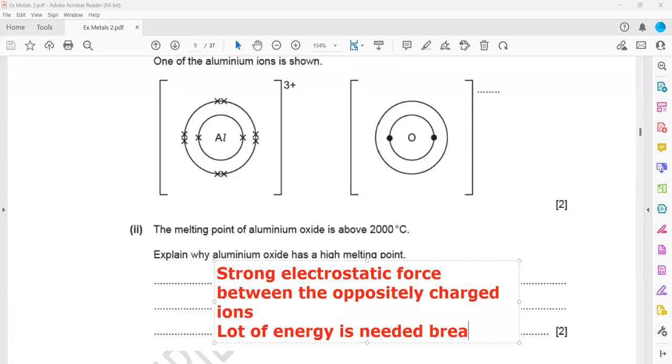To break down the attraction. So the second mark is always to break down or to separate.